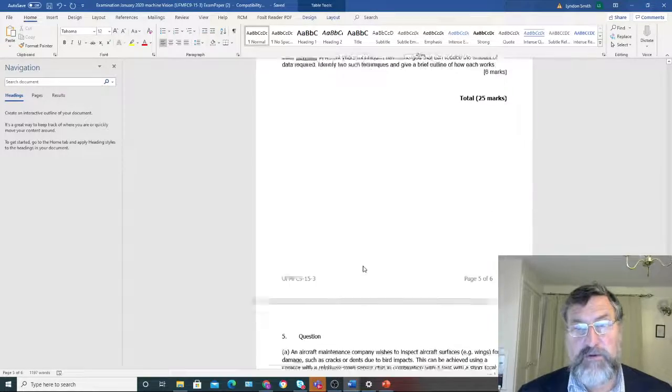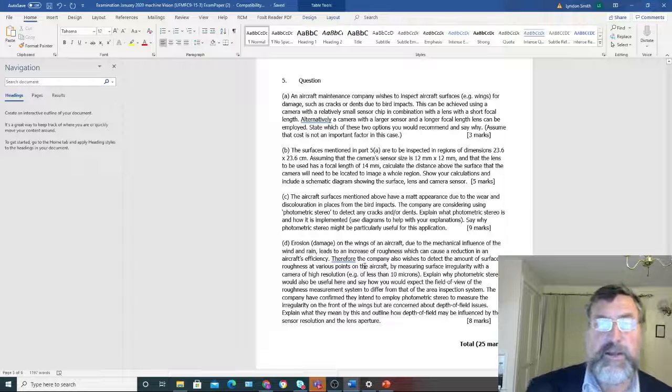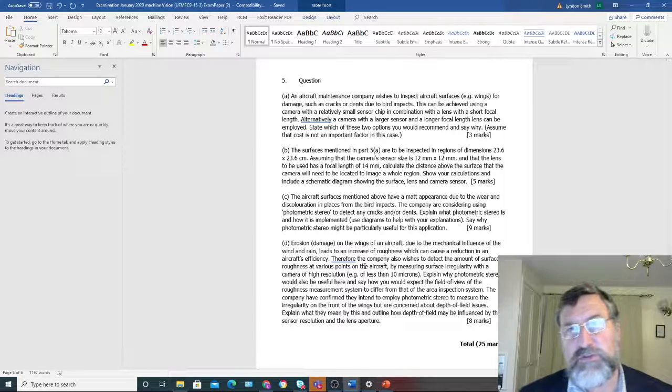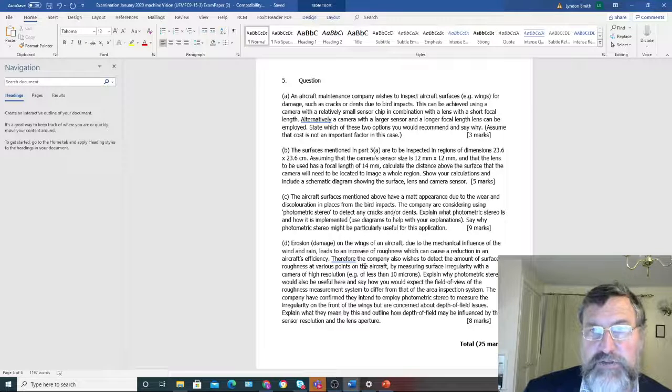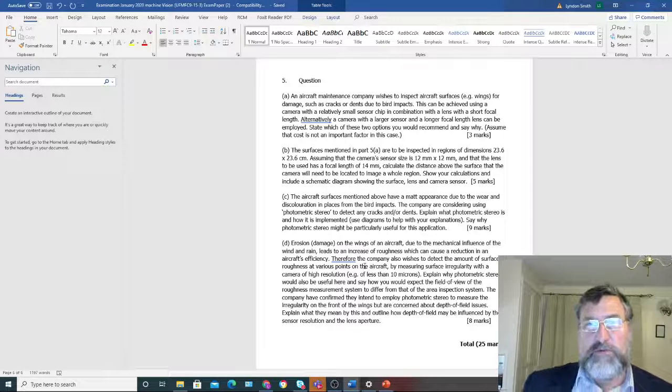So there we have question 4. Let's have a quick look at question 5. An aircraft maintenance company wishes to inspect aircraft surfaces such as wings for damage such as cracks or dents due to bird impacts. This can be achieved using a camera with a relatively small sensor chip in combination with a lens with a short focal length. Alternatively, a camera with a larger sensor and longer focal length lens can be employed. State which of these two options you would recommend and say why. Assume that cost is not an important factor.